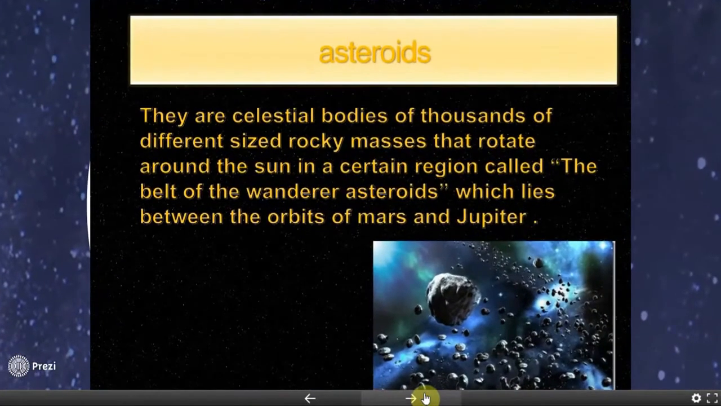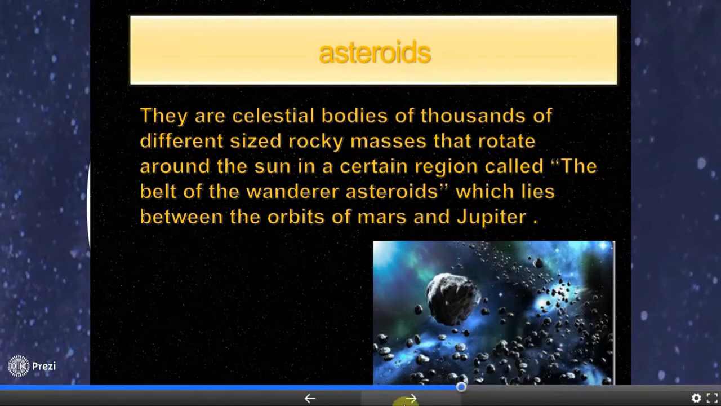The asteroids are celestial bodies of thousands of rocky masses of different sizes that rotate around the Sun in a certain region. This region is called the asteroid belt, which lies between the orbits of Mars and Jupiter.